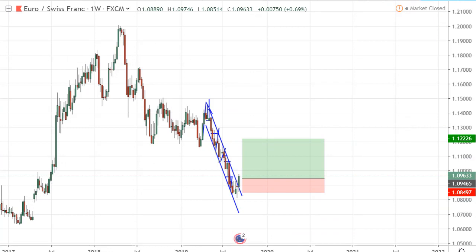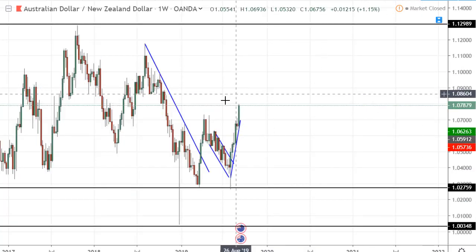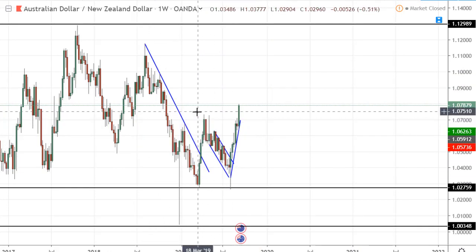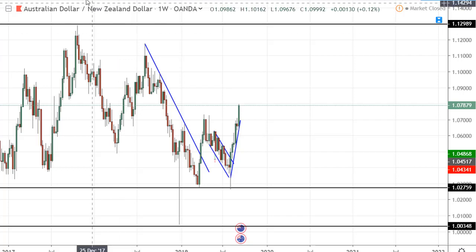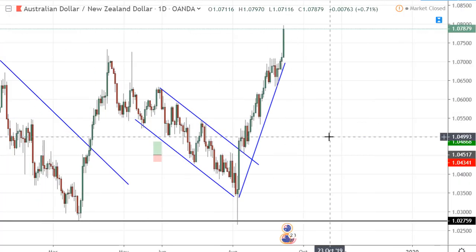Great. So what else do we got? Australia, New Zealand. Yes, we got this one. It broke out. This was a very important high. Took quite a time before this. Wait a minute, this is the weekly. Let me first show you the daily. This is what I mean.